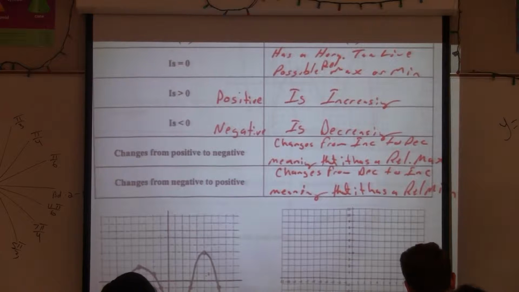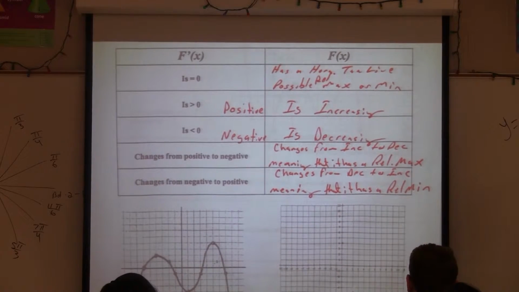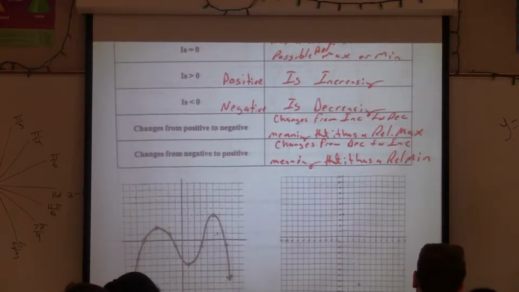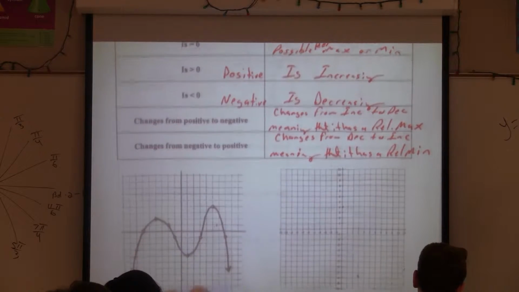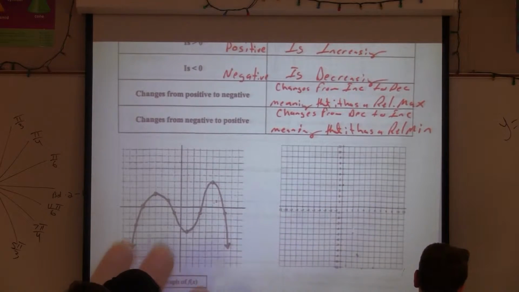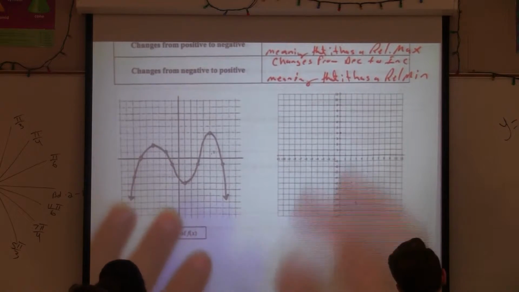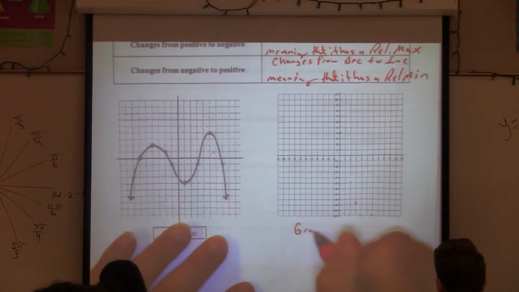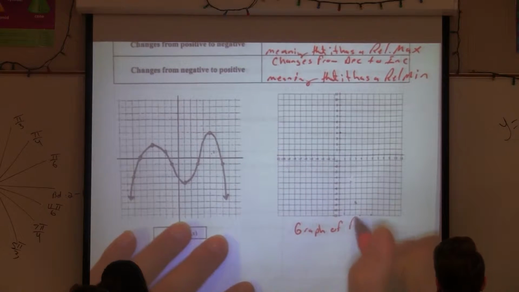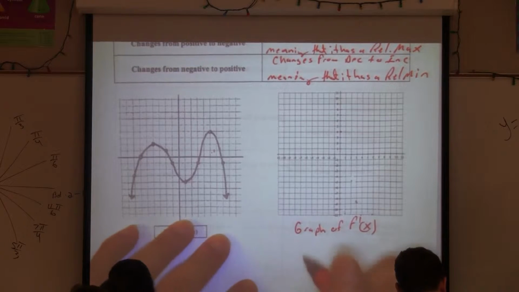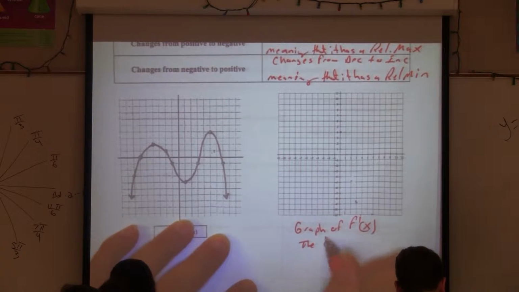Alright, so what we're going to look at down here is we're going to start working on this. On the left side, we have the original graph of f of x. On the right side, what I want to draw is the graph of f prime of x, which we know is the derivative.